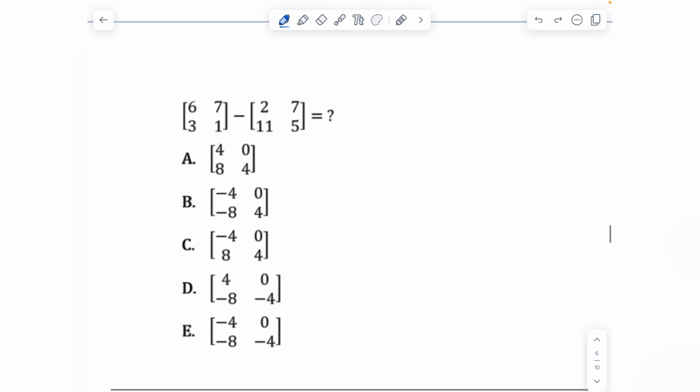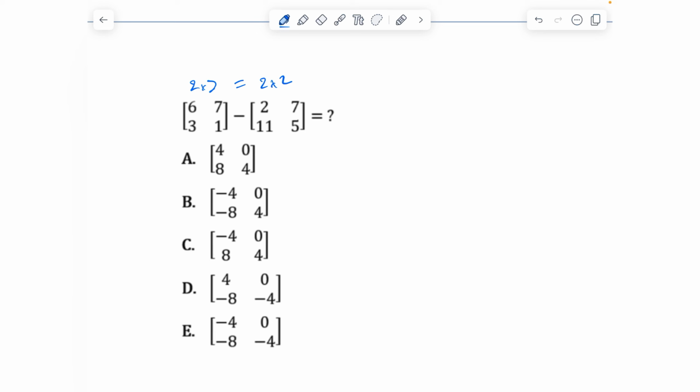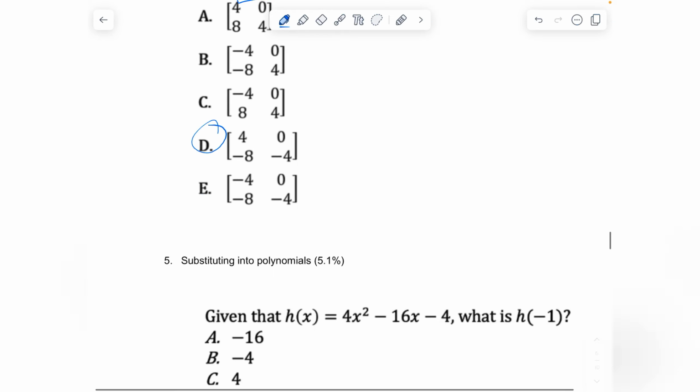Now, what about matrix addition and subtraction? In order to add and subtract matrices, the two matrices, or three or whatever it is, have to have the same dimensions. So 2 by 2 and 2 by 2 are equal, so you can add or subtract across. The way you do this is intuitive. You just add or subtract corresponding elements with each other. So 6 minus 2, 7 minus 7, 3 minus 11, 1 minus 5. So it's going to give you an answer of 4, 0, negative 8, negative 4.